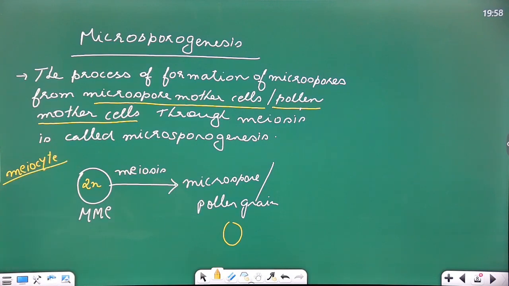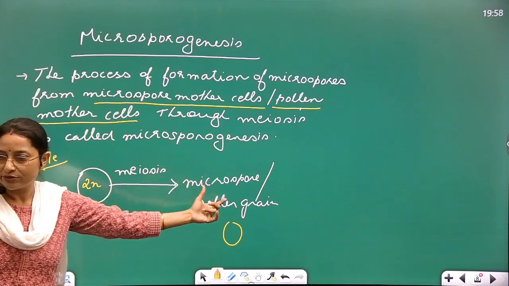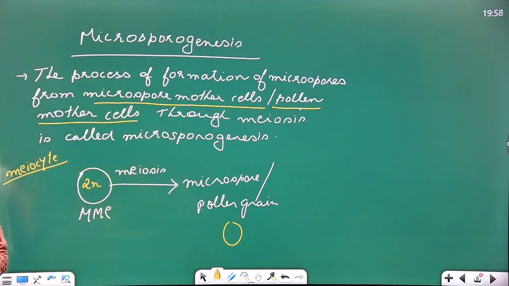Meiocyte. Now here, which one is the meiocyte? The microspore mother cell. Since it undergoes meiosis, it is called a meiocyte. Okay, if there is any confusion, leave that aside: microspore mother cell, pollen mother cell, we understood. This cell will be undergoing meiosis and forming microspores. What is the ploidy of microspores? What is the ploidy of a spore?